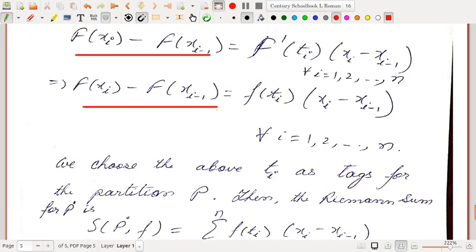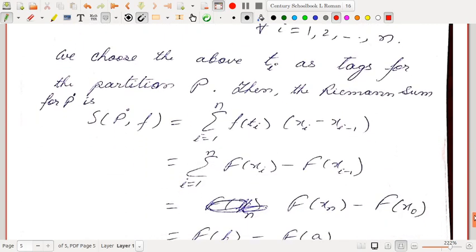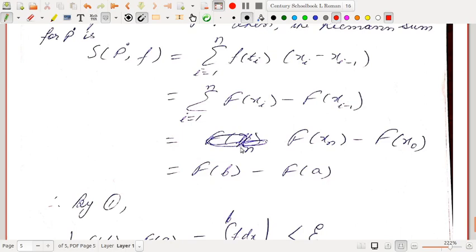Okay, so F of xi minus F of xi minus 1 is F dash of ti, which is nothing but f of ti by the given condition, into this. So we choose the above ti. We have got some ti by Lagrange's theorem, and we choose these ti's as tags of the partition P. We had already taken the partition with norm less than delta, and the tags we have selected using Lagrange's mean value theorem. So the Riemann sum will become this summation, and you can put a bracket here.